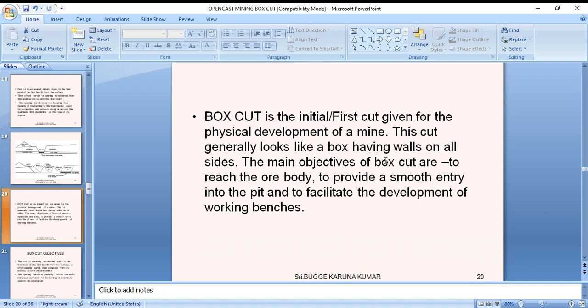Then box cut is the initial first cut given for the physical development of a mine. This cut generally looks like a box having walls on the sides. The main objective of the box cut is to reach the ore body, provide smooth entry to the pit, and facilitate the development of the working bench.